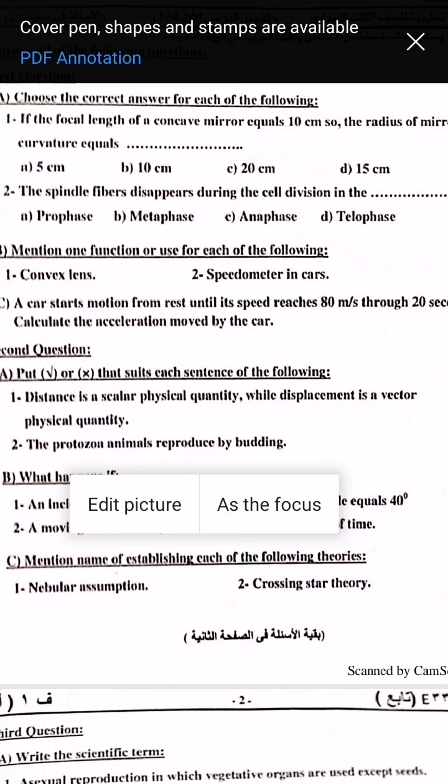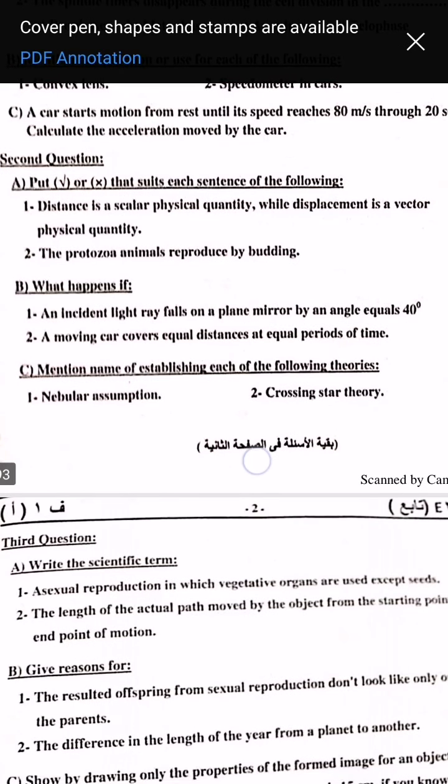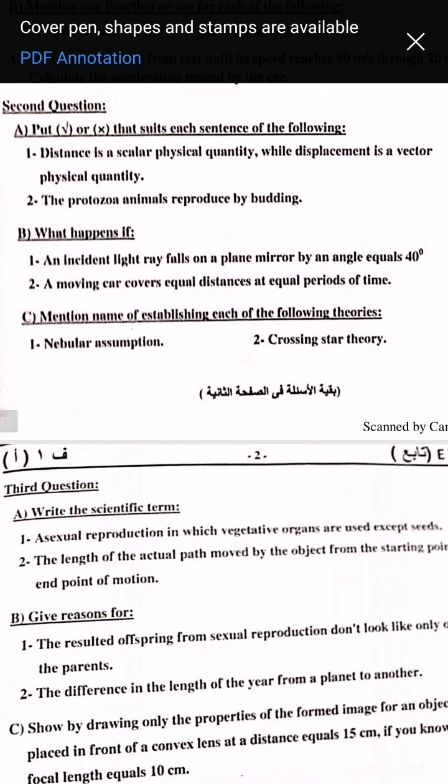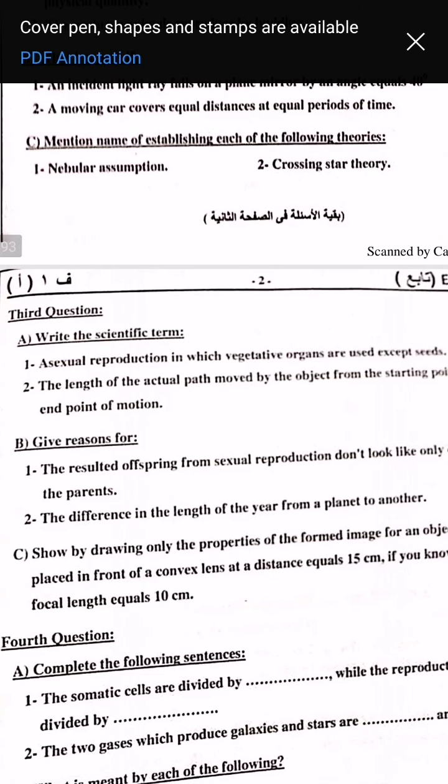C, mention the name of the scientist establishing each of the following theories: nebular assumption and crossing star theory. The answer is nebular assumption. The name of the scientist who established this theory is Simon Pierre Laplace. And the crossing star theory was made by two scientists, Chamberlain and Moulton.